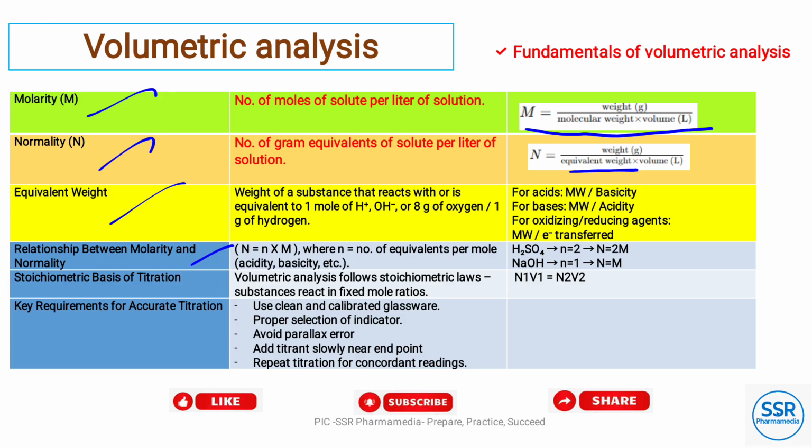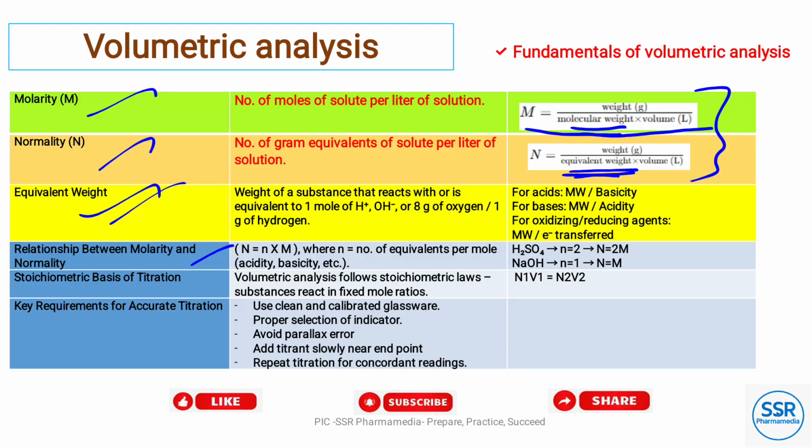In these two formulas there is a difference. Here molecular weight, here equivalent weight. So the difference between molarity and normality is this. Molarity means we will take the molecular weight of the substance, and in normality we will take the equivalent weight of the substance. And what is equivalent weight?